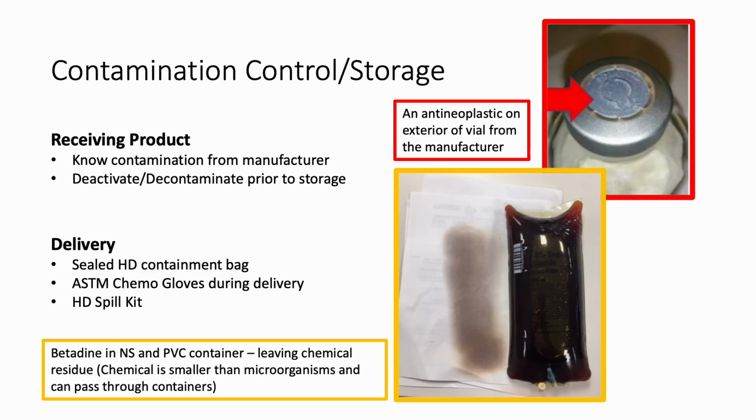When receiving products from a manufacturer, we need to ensure we deactivate and decontaminate prior to storage. This is because we know that contamination exists on the exterior of the package at the manufacturer level. The picture in the red on the right is a photo of an anti-neoplastic with notable contamination. Often, contamination can't be seen, but it's still there.